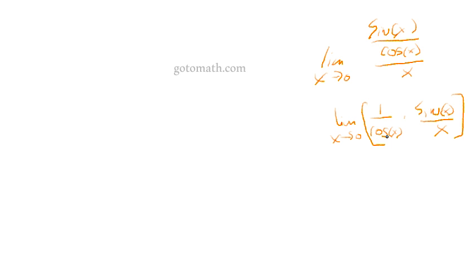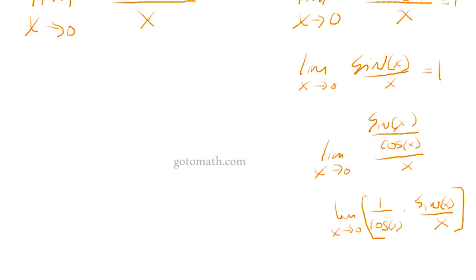What happens when we plug 0 in for a cosine, right? We get 1, cosine of 0 is 1. And so anyway, I'm just going to stop there, and hopefully you can figure it out from there.